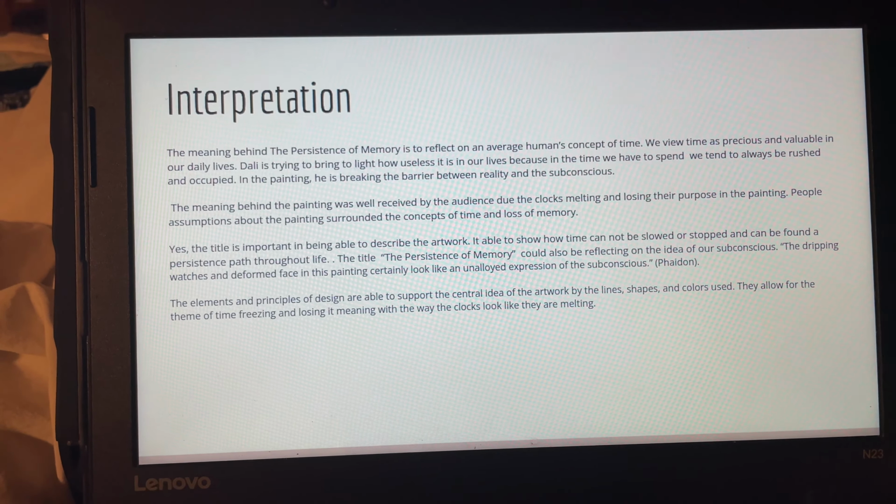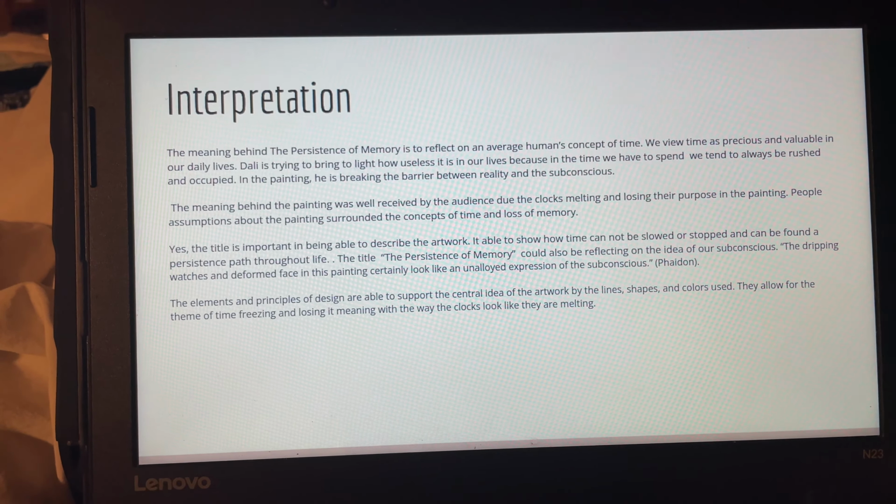In the painting, he is breaking the barrier between reality and the subconscious. The meaning behind the painting was well received by the audience due to the clocks melting and losing their purpose in the painting. People's assumptions about the painting surround the concept of time and loss of memory.